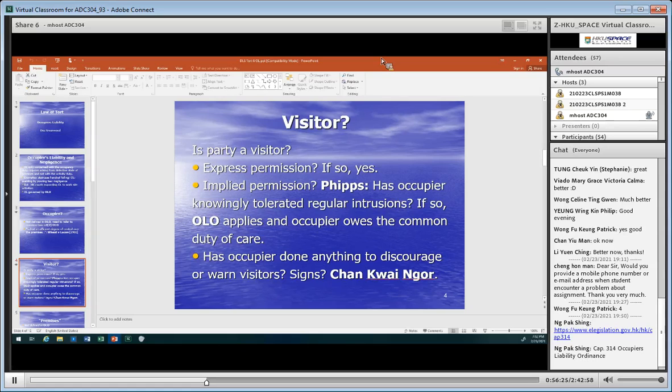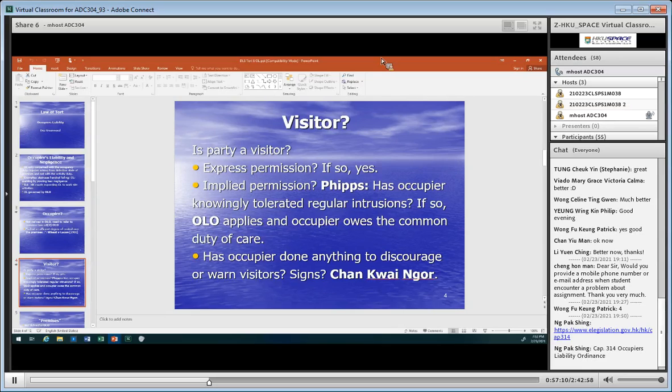Okay. However, there are situations in which the person on the property may not have express permission, but they may have implied permission. And there's a case called Phipps and Pear, which says, depends on the facts, has the occupier knowingly tolerated regular intrusions? So if you know that people are regularly going across your property and you haven't done anything about it, then the court will assume that that particular person has implied permission to be on your property. And if so, they are a visitor and the legislation applies. And if so, then the occupier does owe a duty to that person.